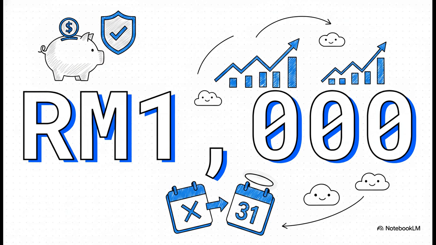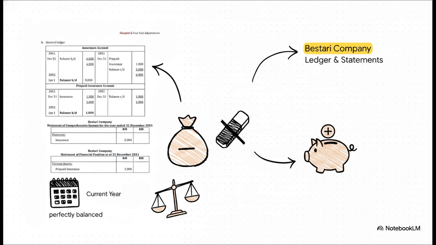That RM1,000 isn't dragging down this year's performance. It's actually protecting the business into the next accounting year. If we had just expensed the whole RM6,000 right now, our profits would look artificially low. Check out how we handle this on the ledger.